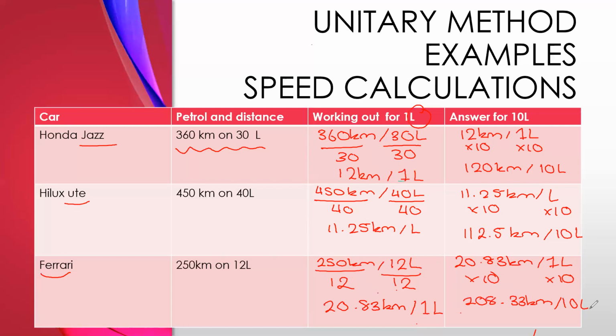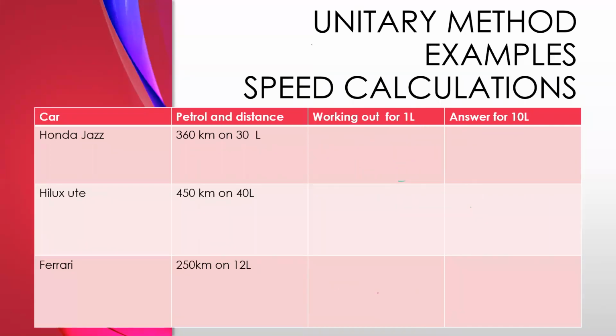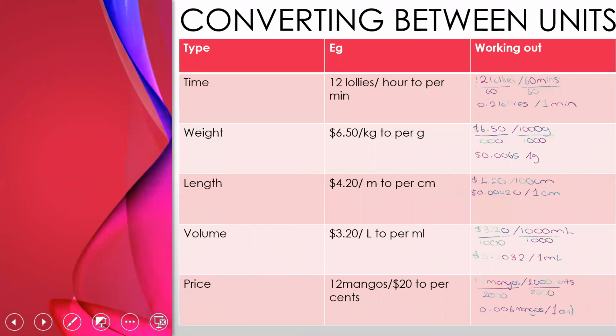Okay. Now, the last thing I wanted to talk about briefly was conversions. So in rates and ratios, you won't always be given the conversions that you want. So we'll start off here with 12 lollies per hour. And we want to convert it to per minute. We know that there are 60 minutes in an hour. So we're going to convert the hour to 60 minutes and divide through by 60 to find out that it's 0.2 lollies per 1 minute.